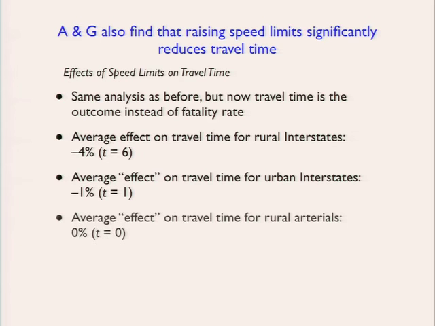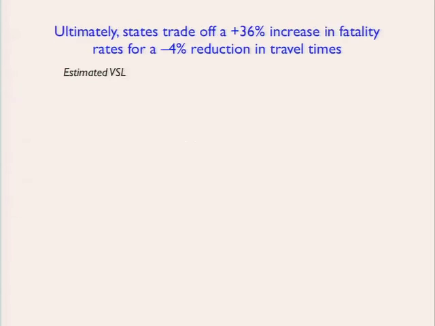They also look at the effect of the speed limit change on travel time for rural arterials, which again are not having their speed limits changed alongside those rural interstates. So we expect to observe no effect there if the research design is working. And indeed, that's what you see. There's a 0% change there, which of course has a t-statistic of 0. So the ultimate takeaway here is that these states that raised their speed limits are trading off a 36% increase in fatality rates for a 4% reduction in travel times.